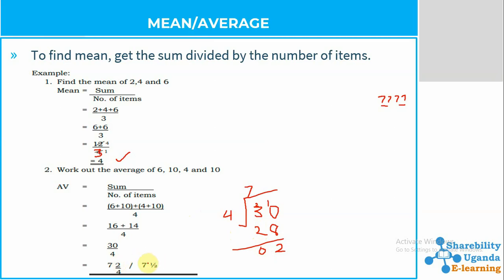remainder 2 out of what? Out of 4. So that's how they came up with 7, 2 out of 4. Alright, so you can also still reduce this. We say by 2, 1 by 2, 7.5.